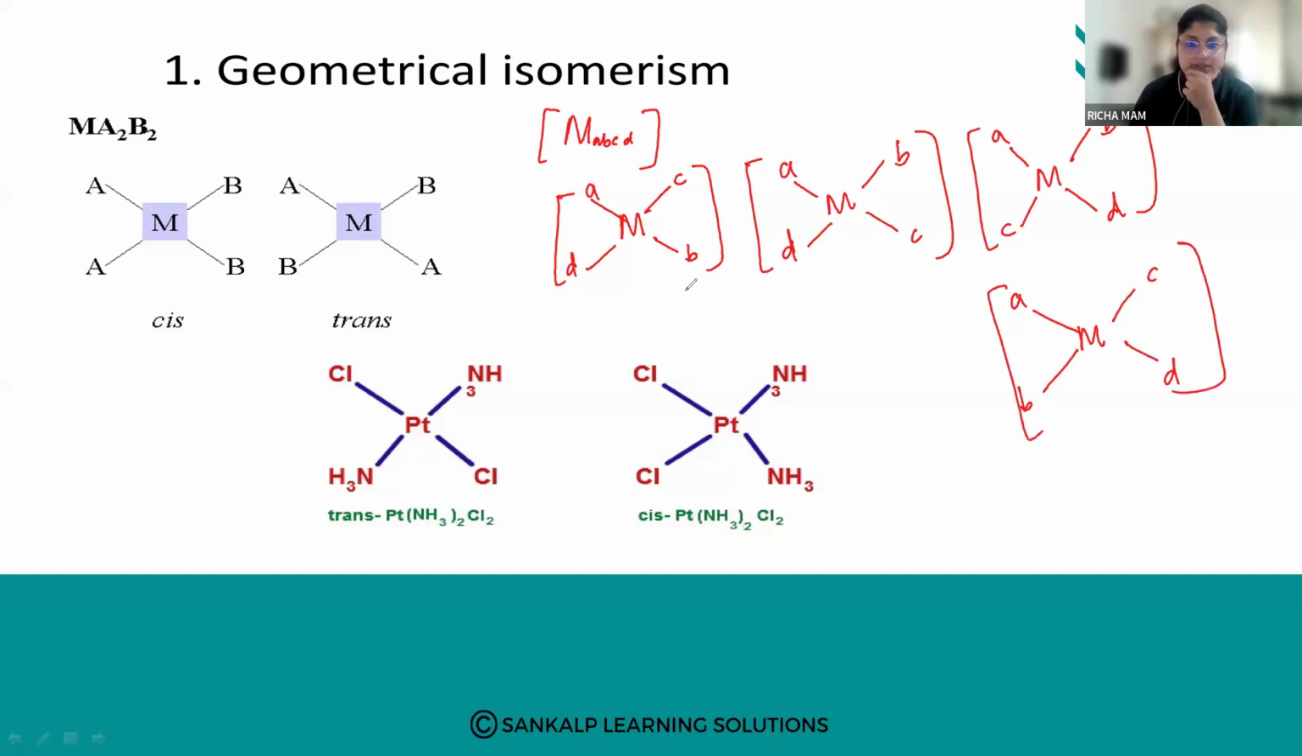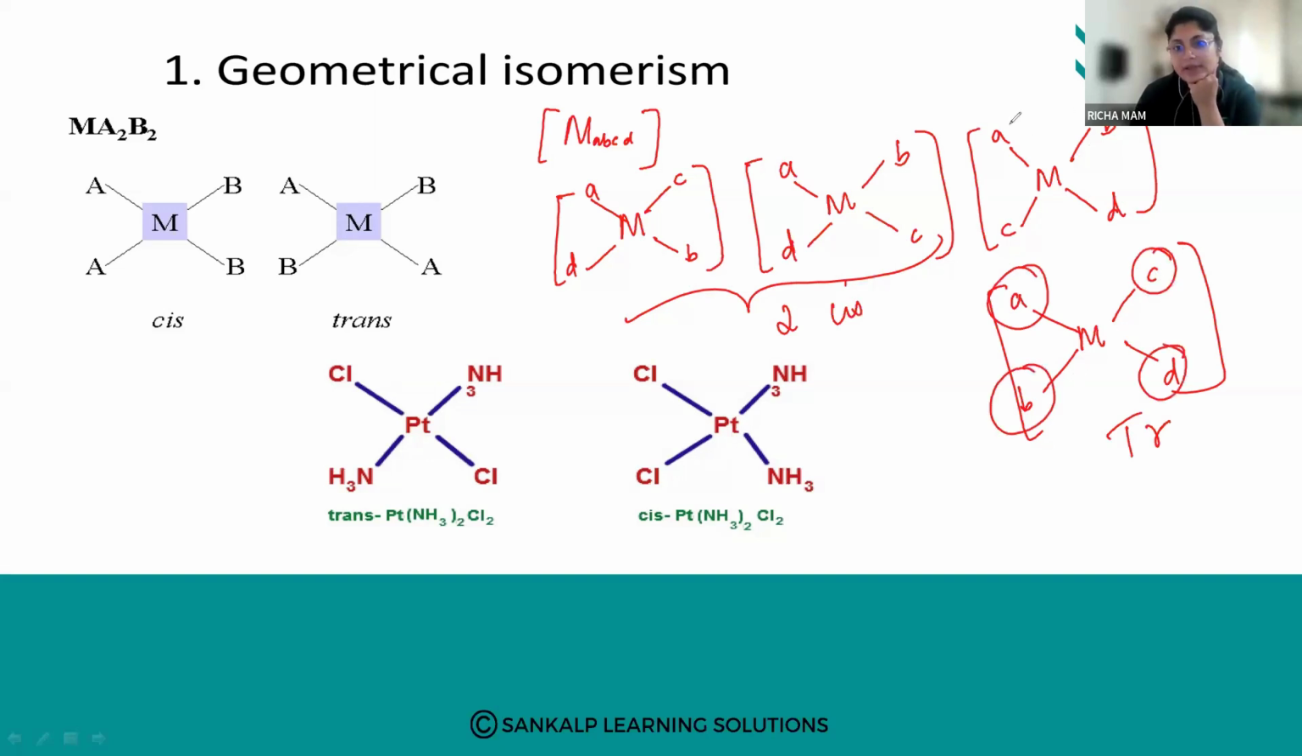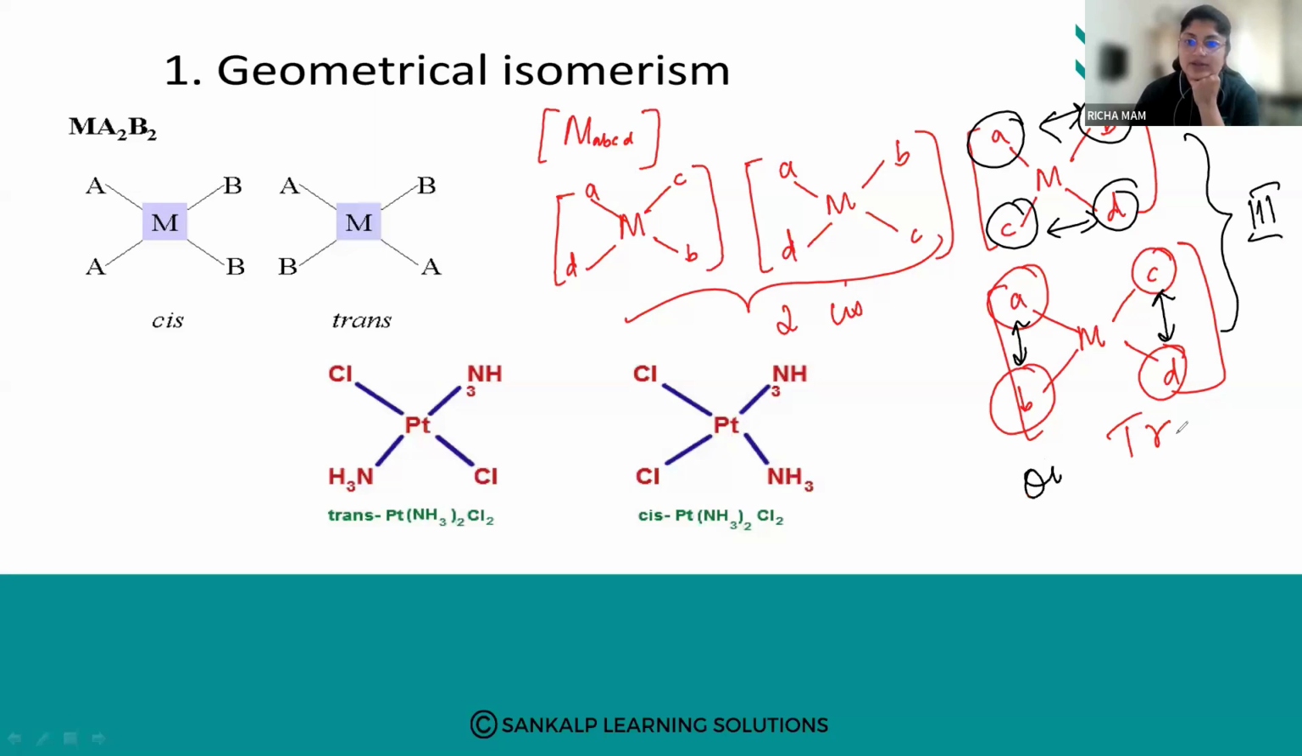So here two cis, and two trans. Here you can see the A, C, B, D is the same type. A and B are on the same side, and C and D are also on the same side. So this is only one. This is the third one, one trans. So there are how many? Two cis and two trans.